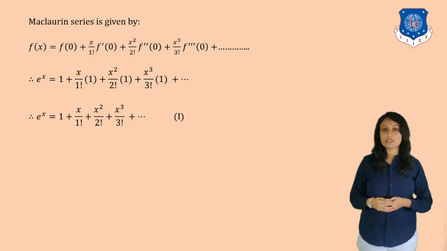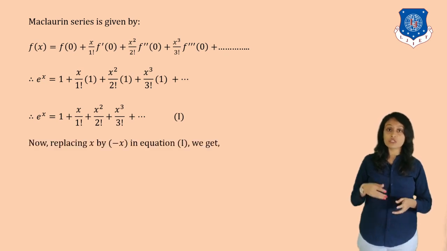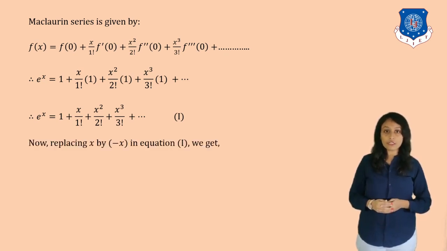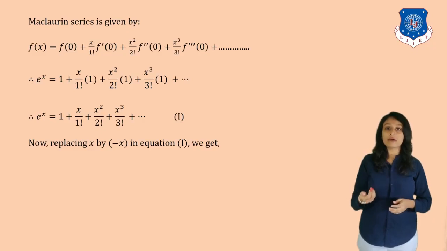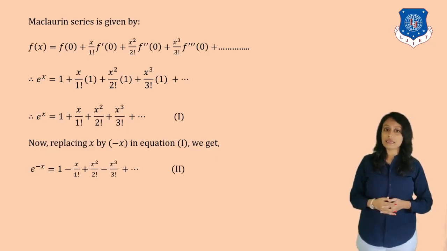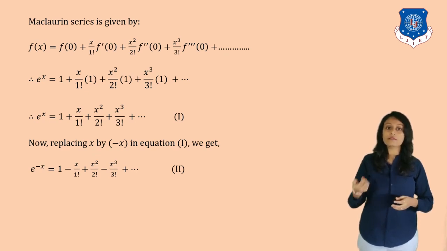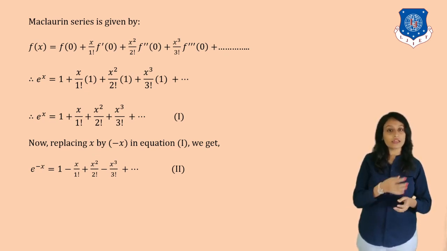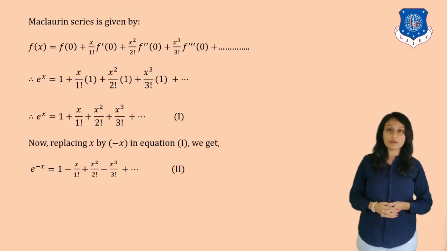Now our next task is to find e raised to minus x using e raised to x. So what we will do, we will replace x by minus x. So on replacing we will get e raised to minus x, that is 1 minus x plus x square. It is plus. Why? Because we have x square, so minus will become plus. Okay, and then minus x cube upon 3 factorial and so on. This is our equation number 2.